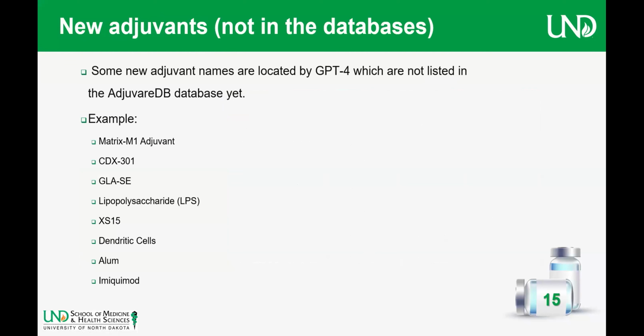Another finding of our research is that when we looked into our manually curated dataset and applied GPT-4, we found that some new adjuvants are located by GPT-4 which are not listed in the AdjuvarDB dataset yet. For example, Matrix-M adjuvant, CDX301, GLAAC, lipopolysaccharide, XS15, dendritic cells, ARMS, and immunomod. However, some of them are listed in other adjuvant databases, for example, VAXGen and sometimes VAC.